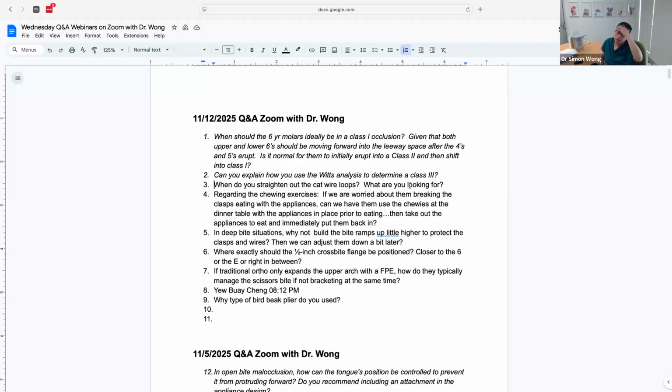All right, next question is regarding the chewing exercises. If we are worried about them breaking the glass eating with the appliances, can we have them use the chewies at the dinner table with the appliance in place prior to eating, then take out the appliances to eat and immediately put them back in? My protocol is for the appliances to be worn in function, so I don't have them take out their appliances when they eat.